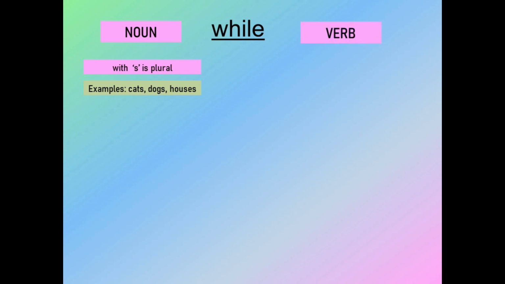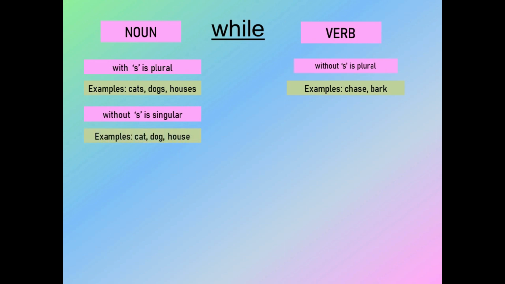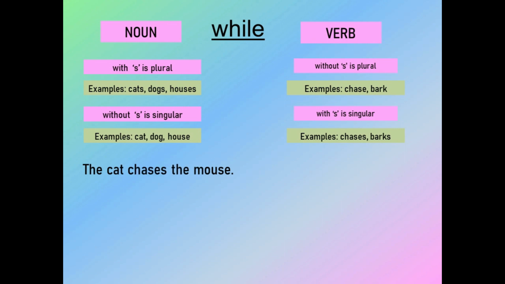If it is a noun, with S is plural, meaning two or more. Examples: cats, dogs, houses. While a verb without S is plural. Examples: chase, bark. Now, if it is a noun without S, it is singular. Examples: cat, dog, house. While a verb with S is singular. Examples: chases, barks. Now let's have a sentence example in the noun.